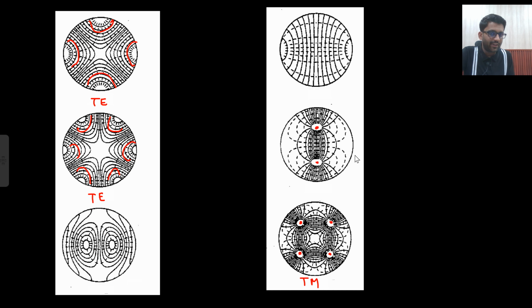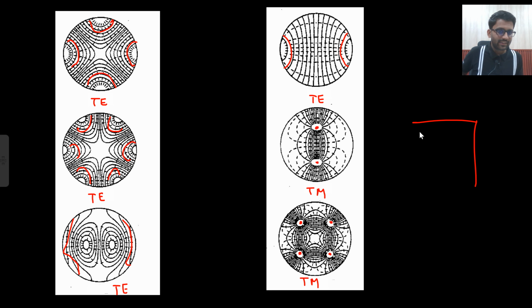What about this one? Do you see any dots here? No. Here you can see the circulation. So this is also TE. This was your TM. Now here also this is a circulation only. So these are your circulations only. So this is TE.